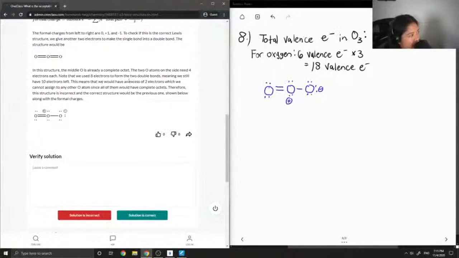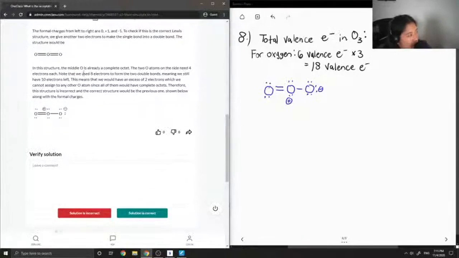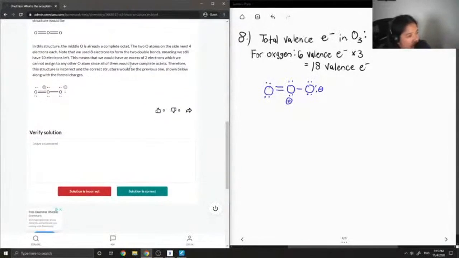This means that we would have an excess of 2 electrons, which we cannot assign to any other oxygen atom since all of them would have complete octets. Therefore, this structure is incorrect, and the correct structure would be the previous one shown below, along with the formal charges. Okay, so this is the structure I have as well. So this solution is correct.